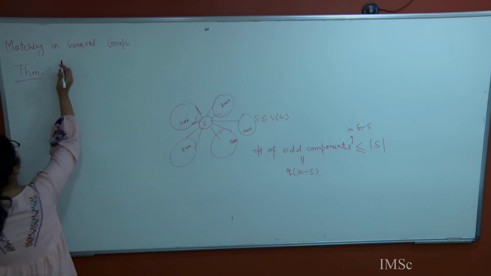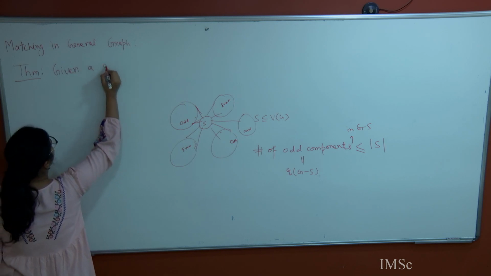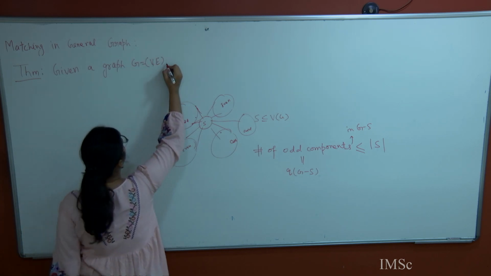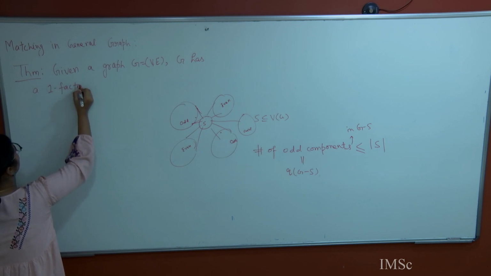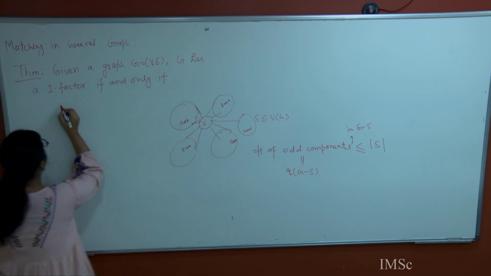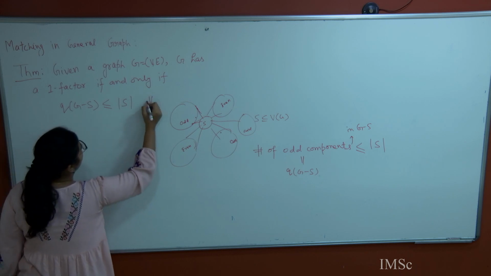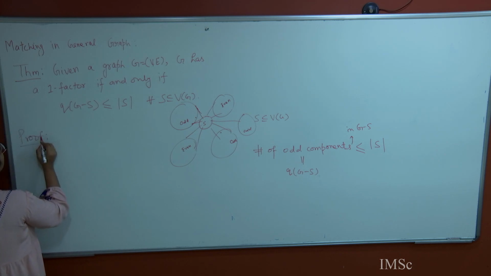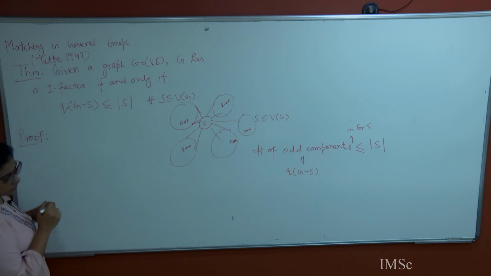So what is the theorem? That in a general graph, G has a one factor or perfect matching if and only if Q of G minus S is at most the cardinality of S for every S subset of the vertex set. And this theorem is given by Tutte in 1947.